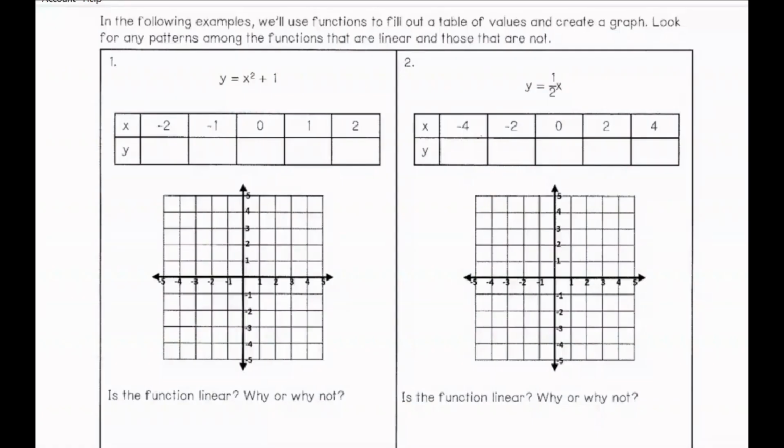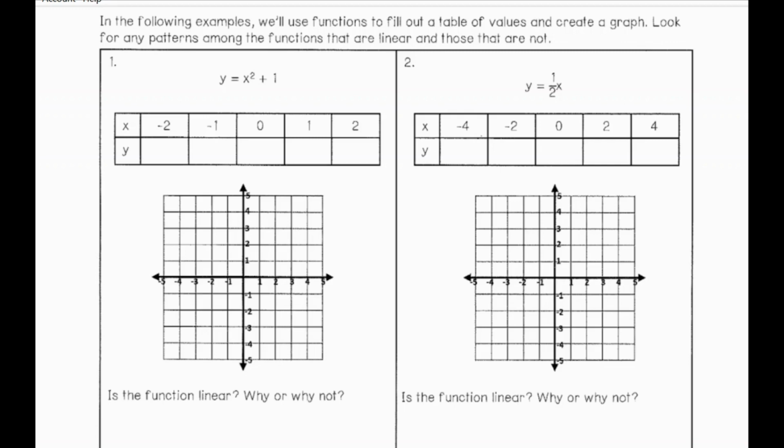Now looking at our examples, we'll use functions to fill out a table of values and create a graph. And then we'll look for any patterns among the functions that are linear and those that are not. So looking at number 1, we have y equals x squared plus 1. That's our function. We have a table of values with x values of -2, -1, 0, 1, and 2, because we want to plug in a varied amount of x values, some negative, some positive, to get a good representation of what our graph would look like.